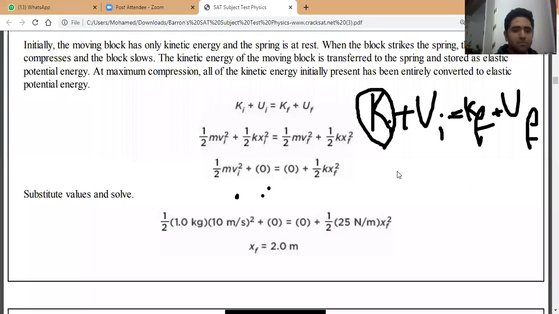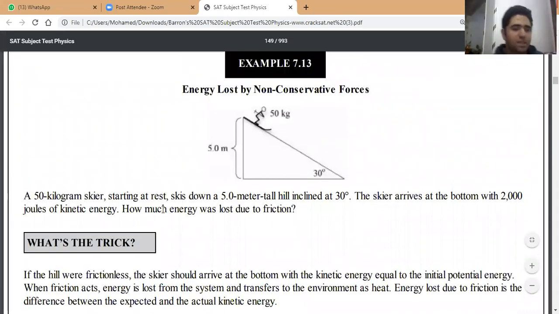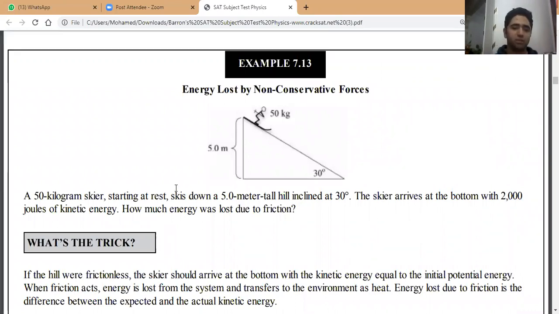Let's move along. Okay. So a 50 kilogram skier, I think that was me one point ago, but no longer, 50 kilograms, is skiing down a 5-meter tall hill, inclined at 30 degrees. The skier arrives at the bottom with 2,000 joules of kinetic energy. How much energy was lost due to friction? Well, that is an easy problem. Energy is never lost. Ki plus Ui equals Kf plus Uf. Energy is never lost. Just doesn't happen.